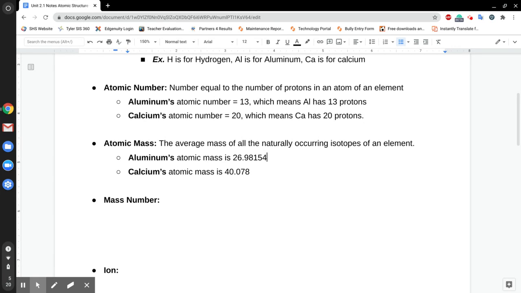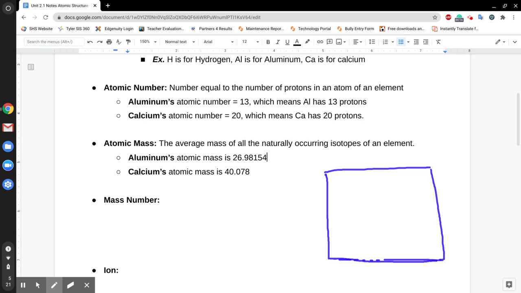Now you can ask me, Mr. Sheeline, where can we find that kind of information? How do we know that aluminum's atomic number is 13? I'm so glad that you asked, amazing student. Where we find this information is, if you haven't already guessed, and I'm sure some of you have, in the periodic table.